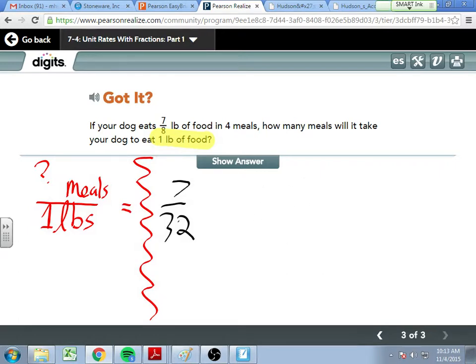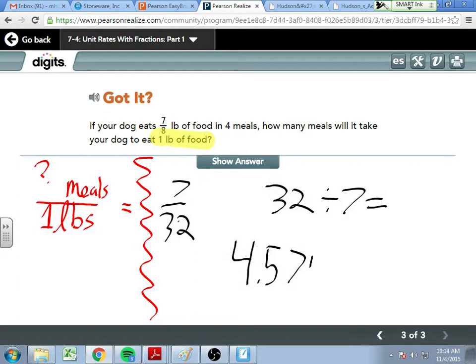So, what I did was, since we have 32 total as a pound, all we have to do is divide that by 7. It doesn't look quite right over here, but if 32 is how much we're eating, and that's equivalent to 1 pound, how many times would we have to multiply 7 to get 32? And that would be 4, and it goes on for a while. And so that's how many meals we would have to eat.